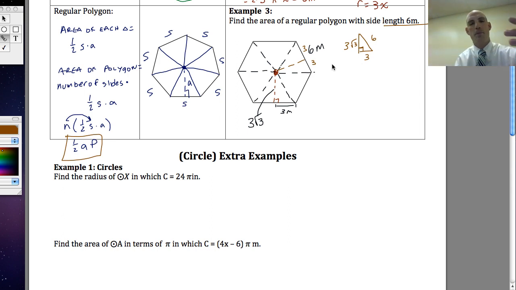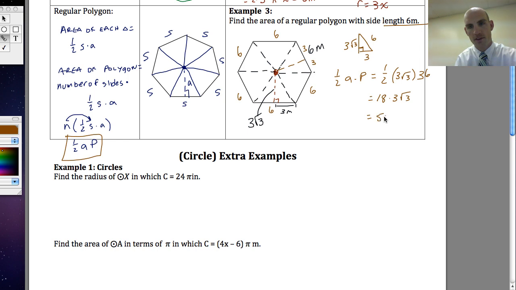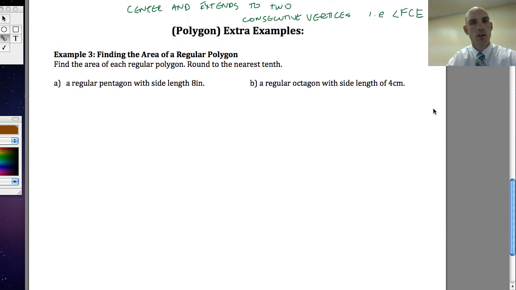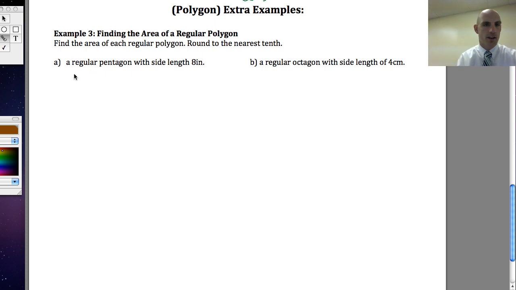If I'm going to find 1/2 the apothem times the perimeter, that's going to give me 1/2, and the apothem is 3 square root 3, and my perimeter is going to be 6, 12, 18, 24, 30, 36. So my area is 18 times 3 square root 3, which gives me 54 square root 3 units squared. We went a little bit fast there. That's if they're giving you the apothem. Let's look at one more example. If I have a regular pentagon with a side length of 8 inches, let's look at what this means.